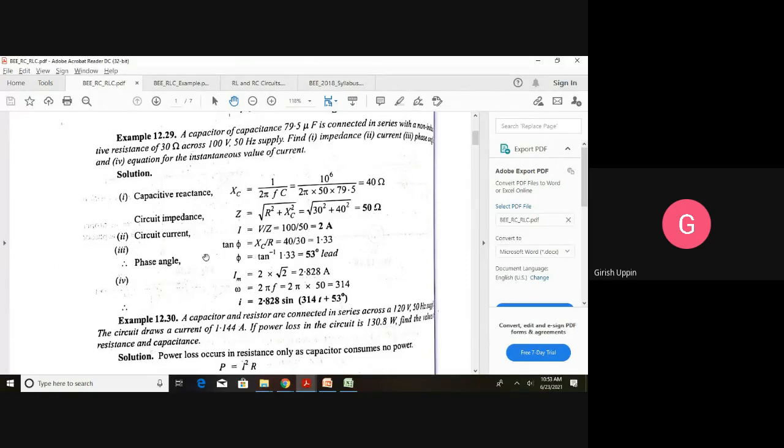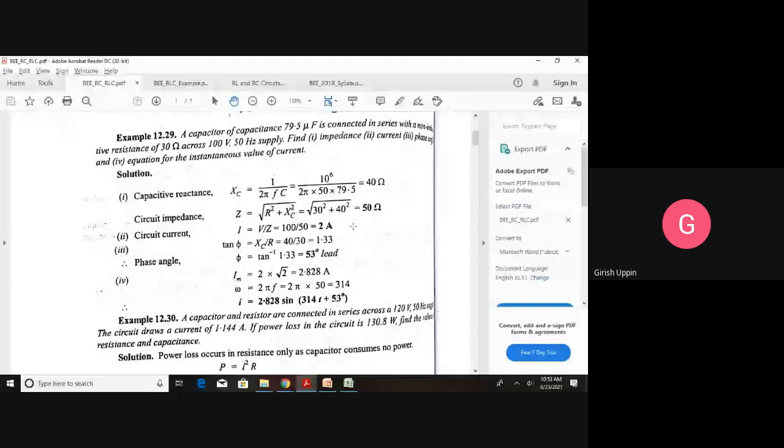Then what is the circuit current that will flow in the circuit? It is given by the relation V is equal to I into Z, or I is equal to V divided by Z. V is given, that is 100 volt, and Z we calculated, so 100 by 50 is 2 amperes. What is 2 amperes? 2 amperes is nothing but the RMS value of the resulting current in the circuit.